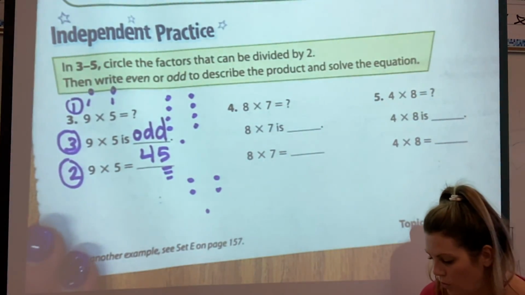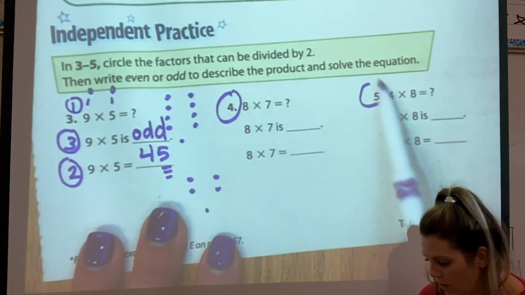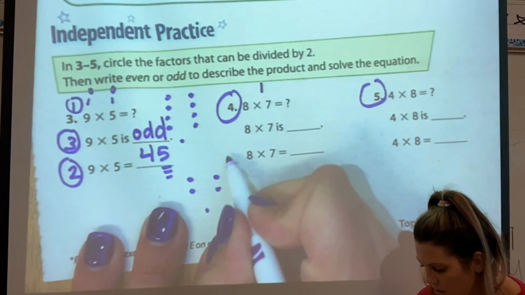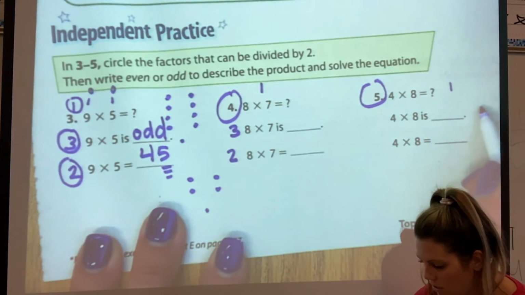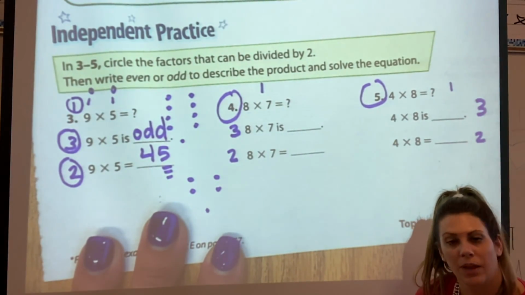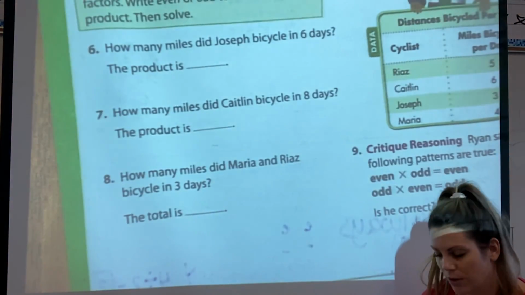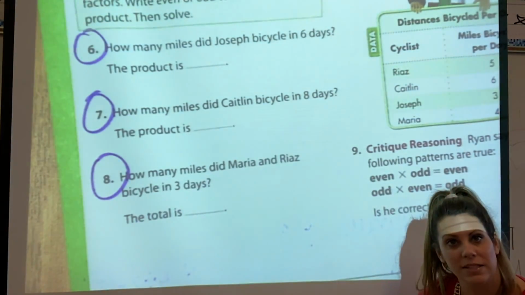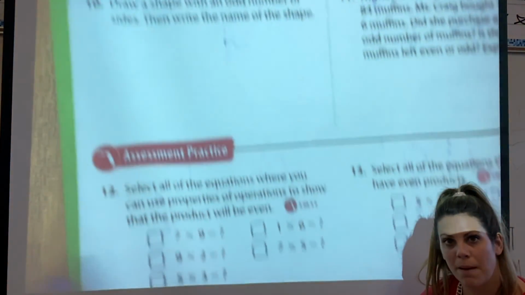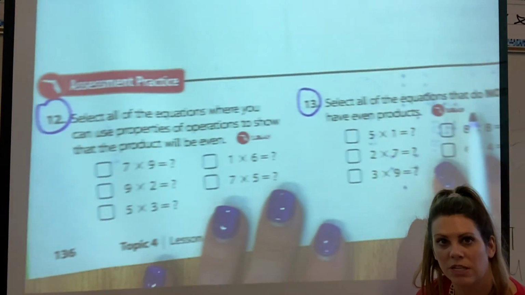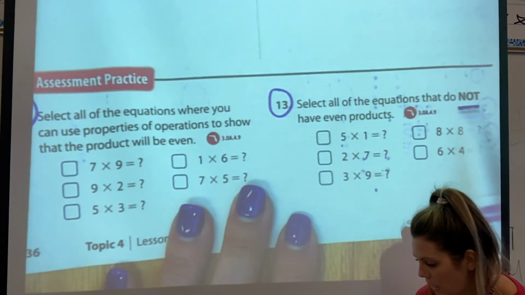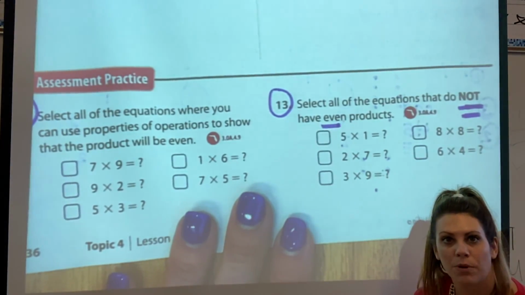Okay? So you are actually going to do 4 and 5 by yourself. And remember, you want to do 1, 2, then 3. Do it in that order. 1, 2, then 3. Okay? So you're going to do 4 and 5. Then you are going to, on the back, can you see it? You are going to do 6, 7, and 8. And then down at the bottom, you're going to do 12 and 13. Make sure you pay attention to 13 because it says that do not have even products.